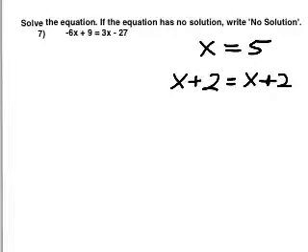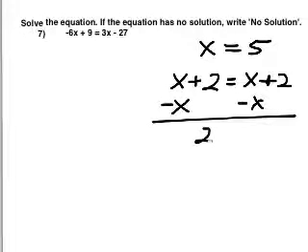Or if we added a negative x to both sides, we'd end up with 2 equals 2. See, so that's a sign that there are infinite solutions to this.